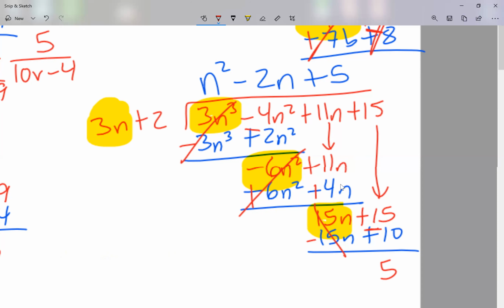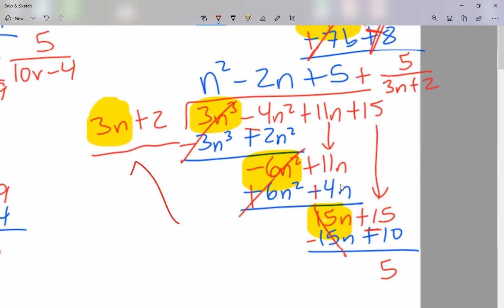It's a positive, so I'm going to write plus a fraction. I'm going to write my 5 on the top. My remainder goes on top. And at the bottom of my fraction, I'm going to write 3n plus 2. Again, that comes from right here.